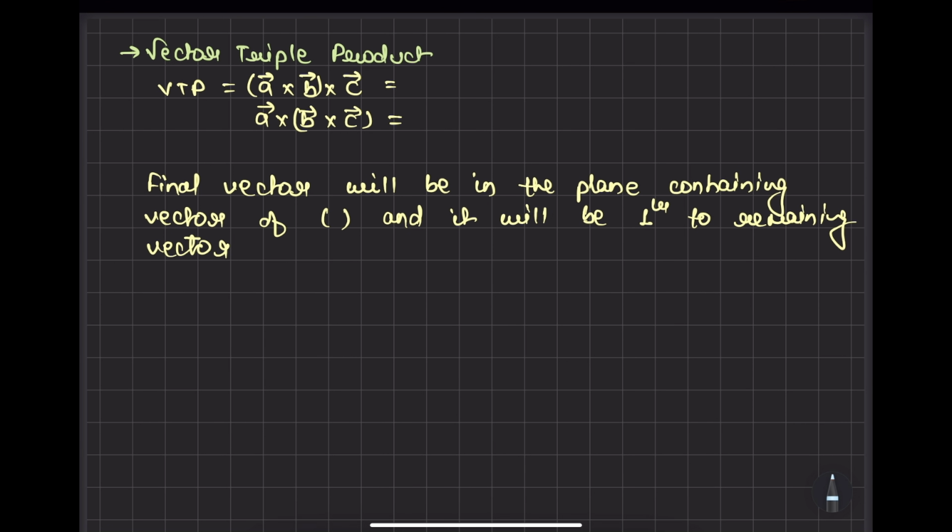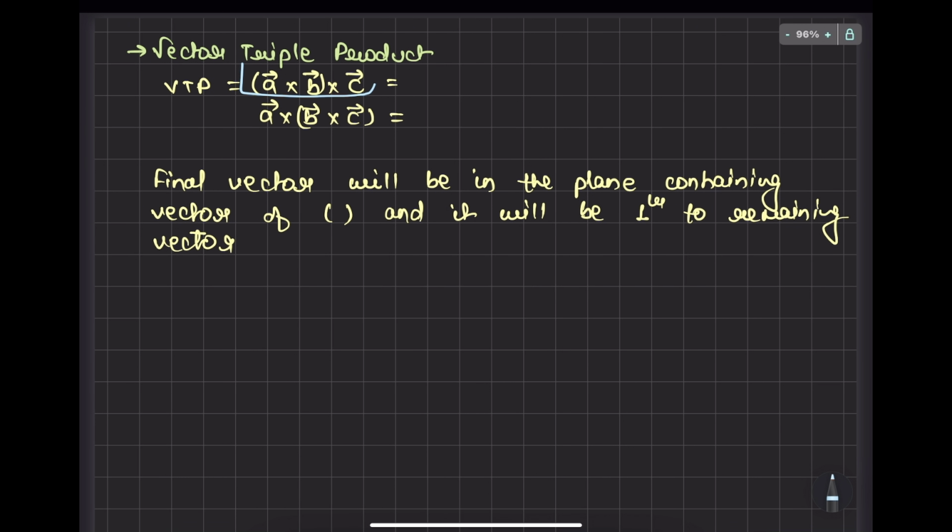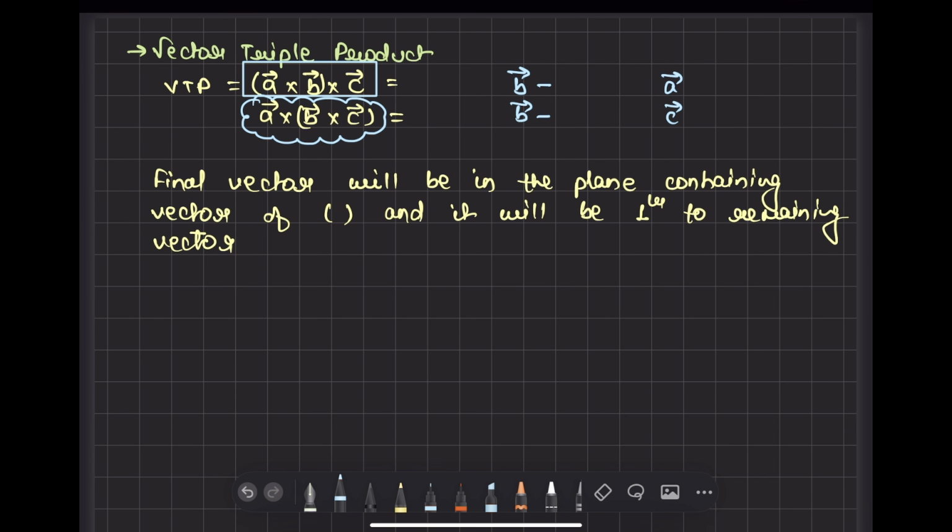Now look at this. Suppose we are handling this. Just tell me who is in the middle. In the middle we have vector B, then minus. Now what is the remaining vector in the bracket? A. So you will write A over here. Similarly over this, who is in the middle? Vector B, minus. Who is the remaining vector in the bracket? C. So you will write C. I hope the first component is clear.